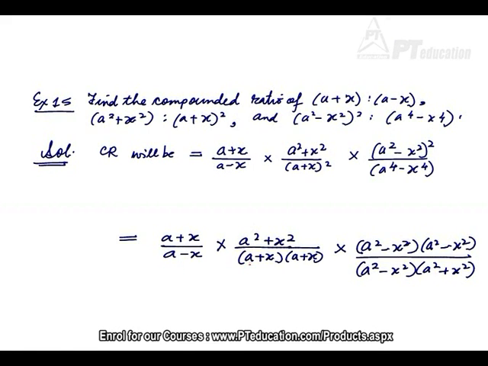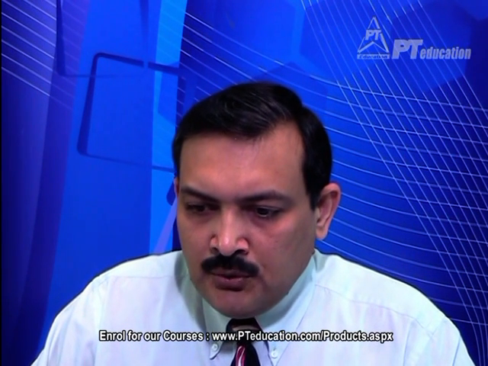This, when simplified, gives us (a plus x) upon (a minus x) into (a square plus x square) upon (a plus x) into (a plus x) into (a square minus x square) into (a square minus x square) in the numerator, because whole square, so the bracket gets multiplied twice, and the denominator is (a square minus x square) into (a square plus x square), because we know p square minus q square is p minus q into p plus q, and here p was a square and q was x square.